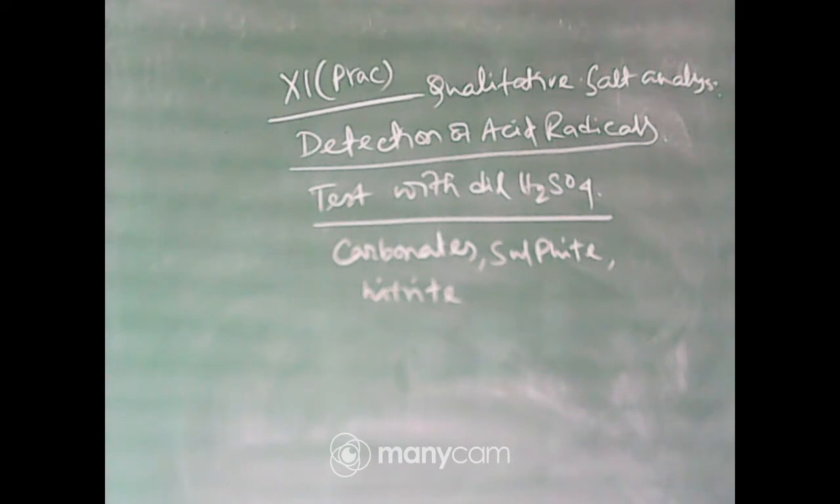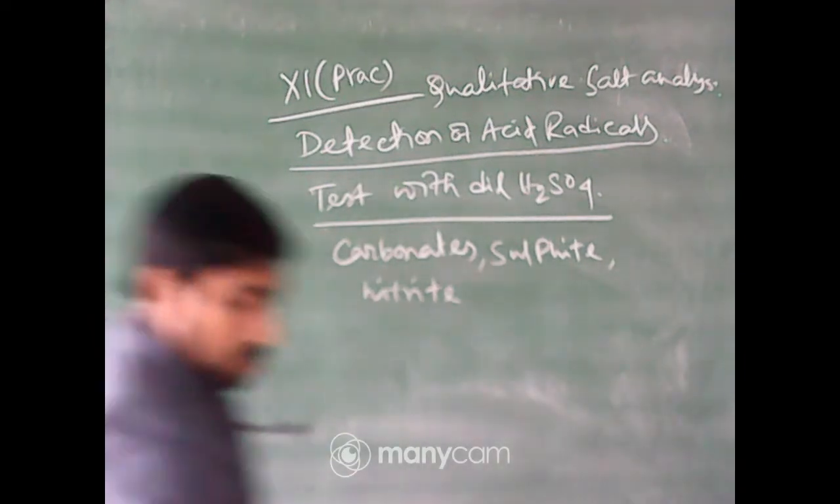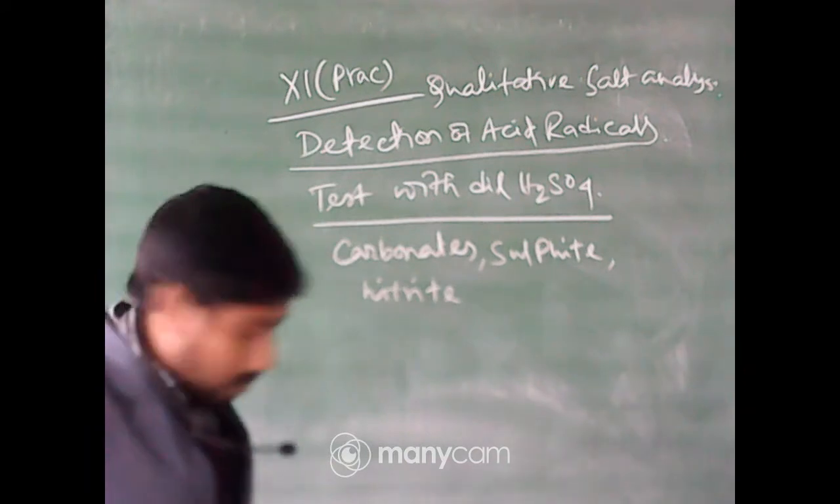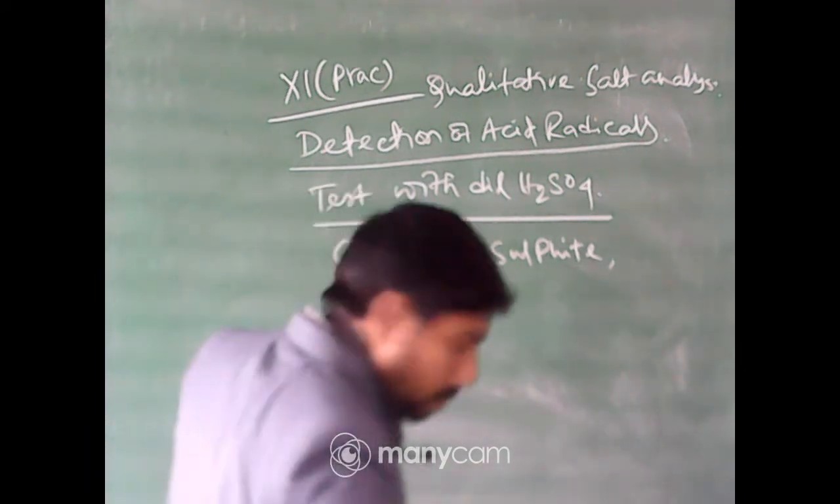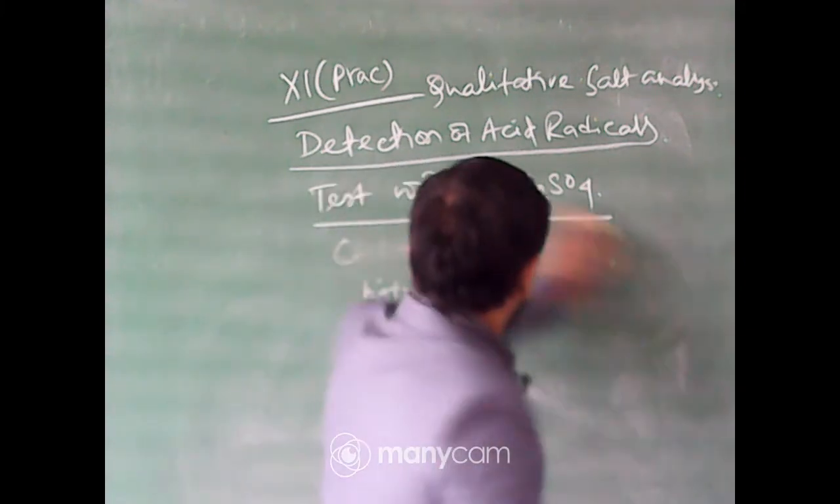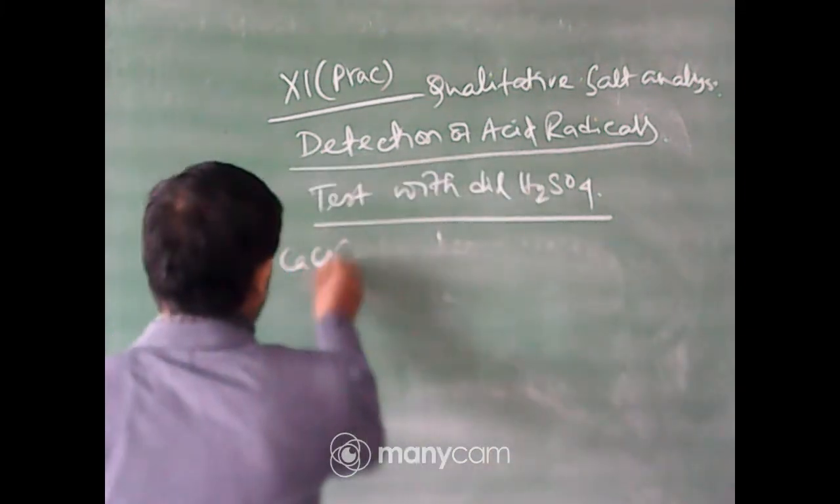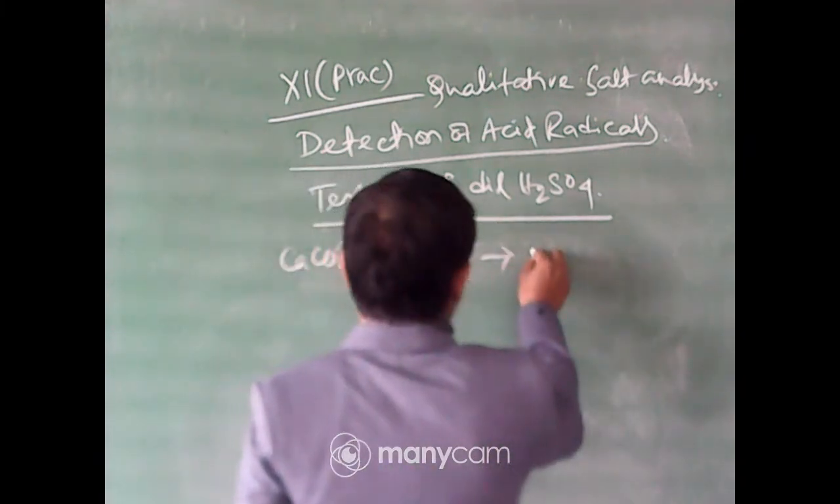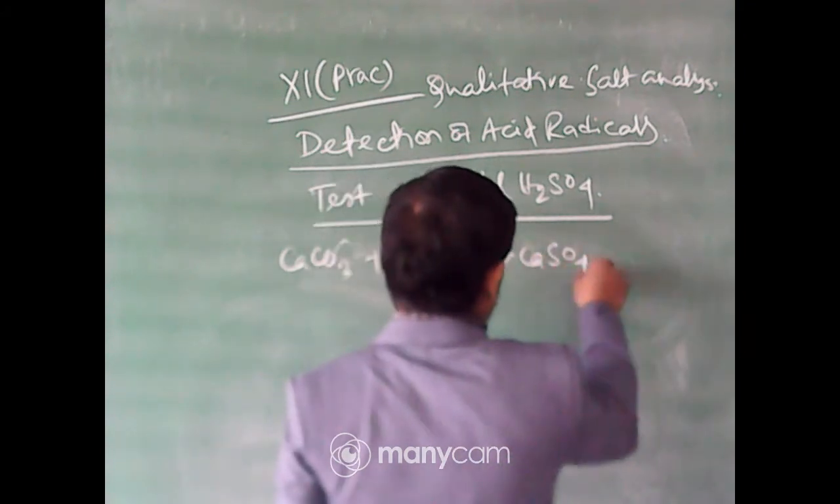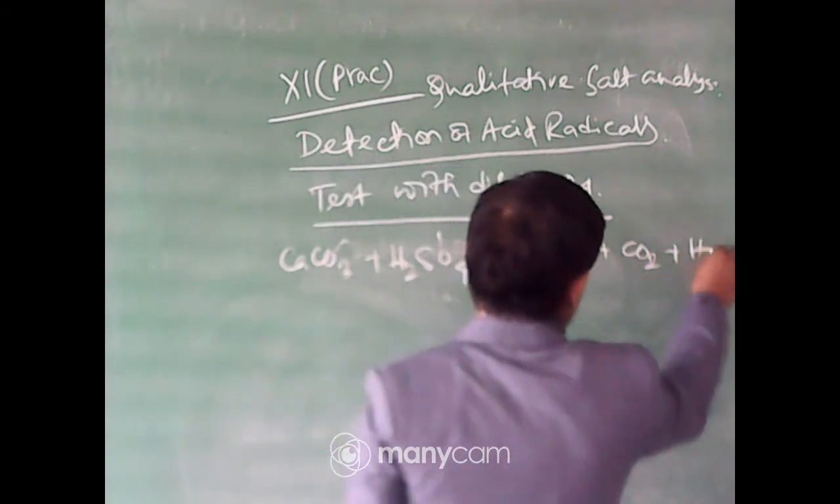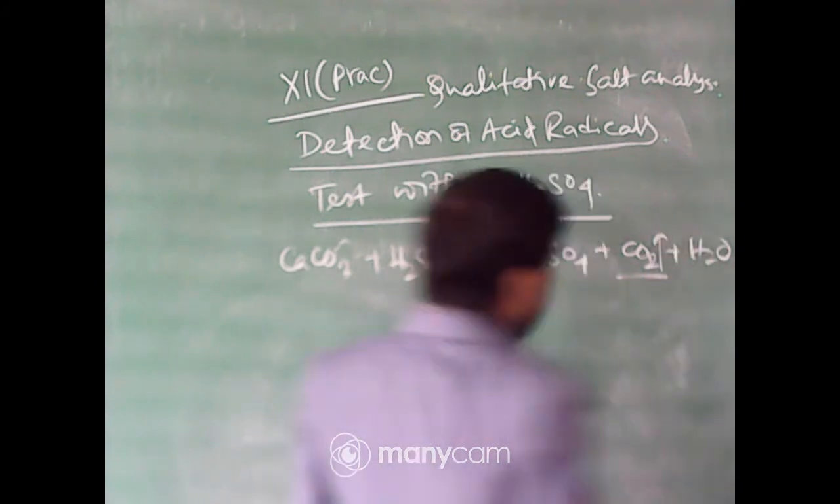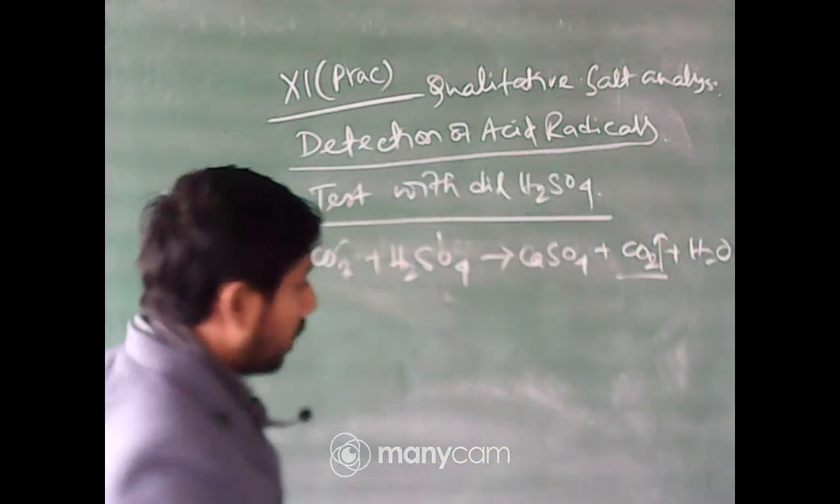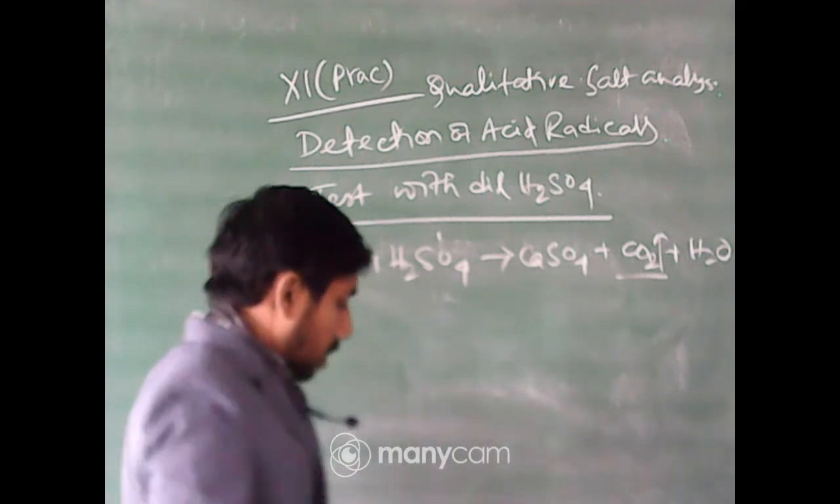Okay. Now just see the reaction, why this happens, what are the bubbles. Suppose it is calcium carbonate plus H2SO4. So, CaSO4 plus CO2 plus H2O. This CO2 gas is coming out in the form of bubbles. Clear? Okay. So this is for carbonates.